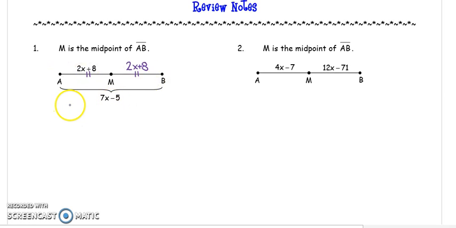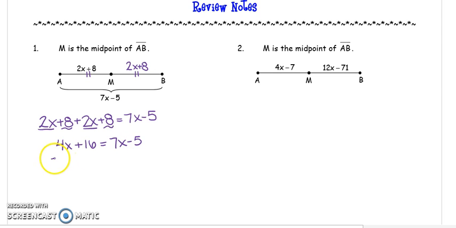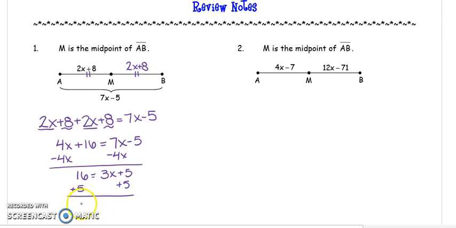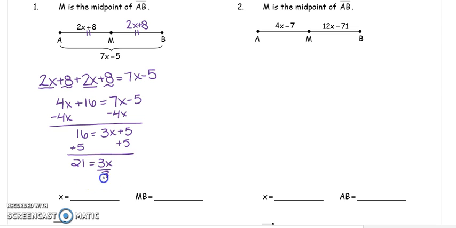I can add those together and I'll come up with 7x minus 5. So my equation, 2x plus 8 plus 2x plus 8, is equal to 7x minus 5. I'll combine like terms. 2x and 2x will give me 4x. And I'll add the 8. 8 and 8 will give me 16. And that's equal to 7x minus 5. We'll move the 4x to the other side, and we'll see that 16 is equal to 3x minus 5. We'll add the 5, and we'll get that 21 is equal to 3x. Now if I divide by 3, I've got x equal to 7.